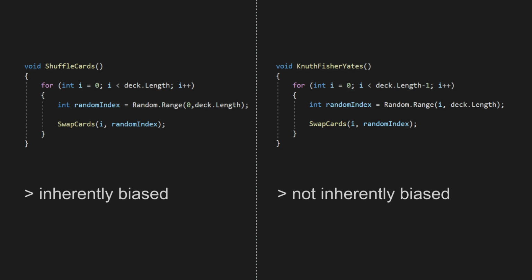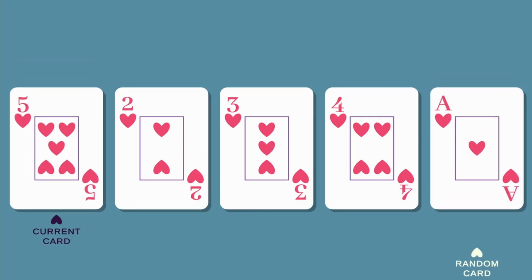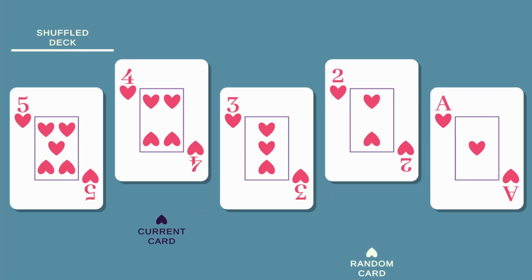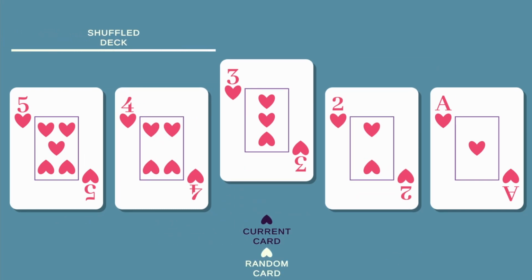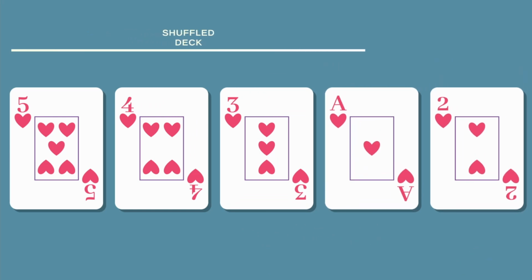Also, the Knuth Fisher-Yates algorithm goes through one less card than the first one, so not only does it generate random shuffles, it also swaps less cards. It's almost counterintuitive. You'd think that the more you swap the cards around, the more shuffled your deck would be, but as we've seen, that's not what happens.